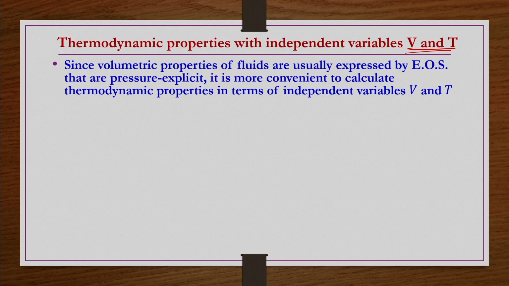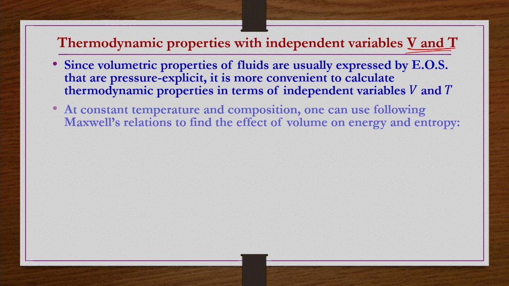Again, what can we start with? We can start with the Maxwell relations. From the Maxwell relations any two thermodynamic properties can be estimated easily. Once two thermodynamic properties are estimated, the other thermodynamic properties can be estimated. Since the volumetric properties of fluids are usually expressed by equations of state that are pressure explicit, it is more convenient to calculate thermodynamic properties in terms of independent variables T and V.